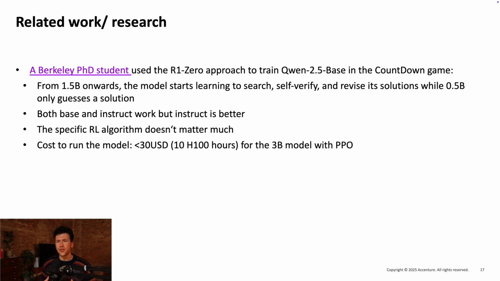And in their research, they found out that the 0.5B model just guessed a solution. So it didn't really learn how to think. But from 1.5B onwards, the model actually started to learn. So it started to search, to self-verify, and exhibited the same behavior as the R1 model.